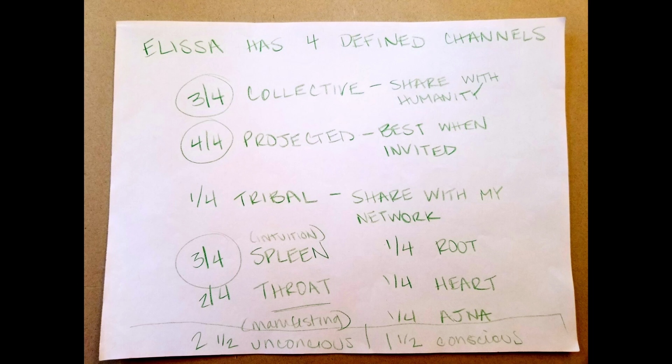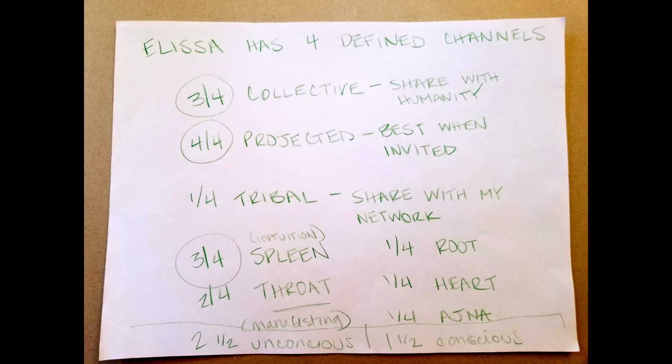The other center that has the most activation through my 4 defined channels is my throat, because 2 of the 4 channels that I have activate my throat. And then I have a handful of other centers that are activated by 1 of the channels that I have. So I also have a defined root, a defined heart, and a defined ajna. And each of those are only activated by 1 defined channel in my chart.